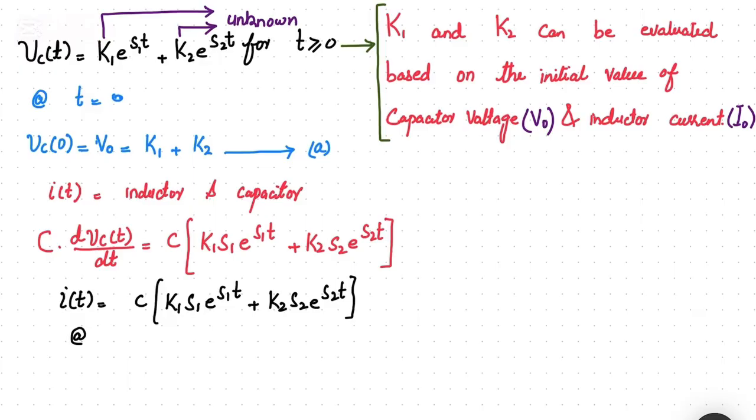If we evaluate this equation at t equal to 0, it would be I of 0. C can be divided on this side, so it would be k1 s1 e raised to power 0, which is 1, plus k2 s2 e raised to power 0, which is 1. So this is our equation B.